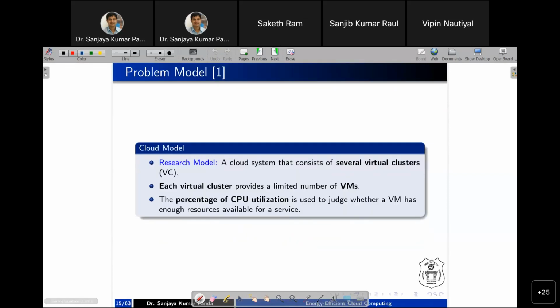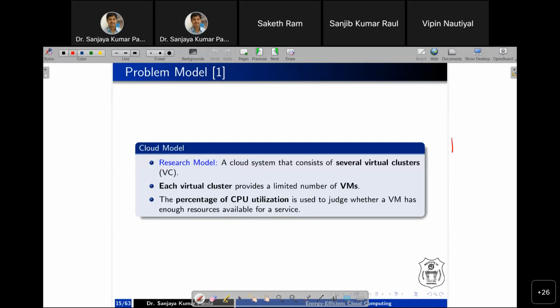Now, here we consider several clusters, right? In this model, what we have seen is different clusters. Each cluster has a limited number of virtual machines. They are running on top of a physical machine, and you need to calculate the percentage of CPU utilization. Why? Because you cannot give one dedicated job to completely use your resources, because one job may not use the whole resources. That's why we are interested in calculating the percentage of CPU utilization, and it is used to judge whether a VM has enough resources available for a service or not.